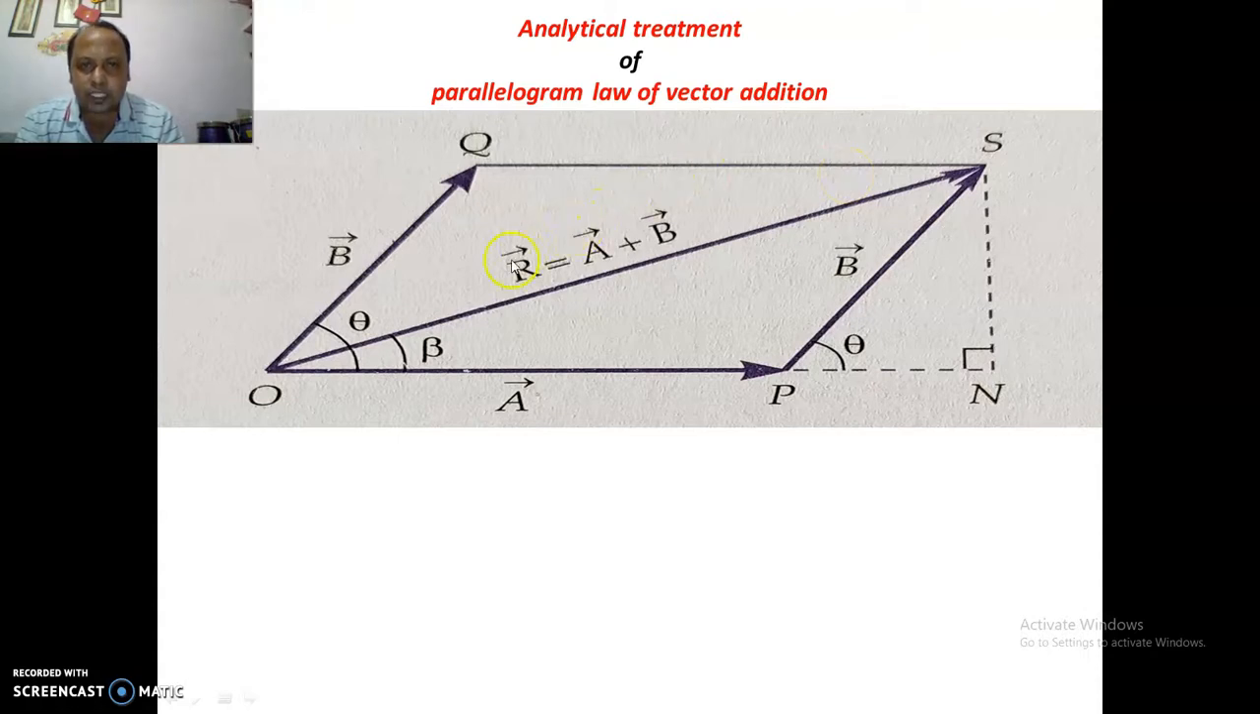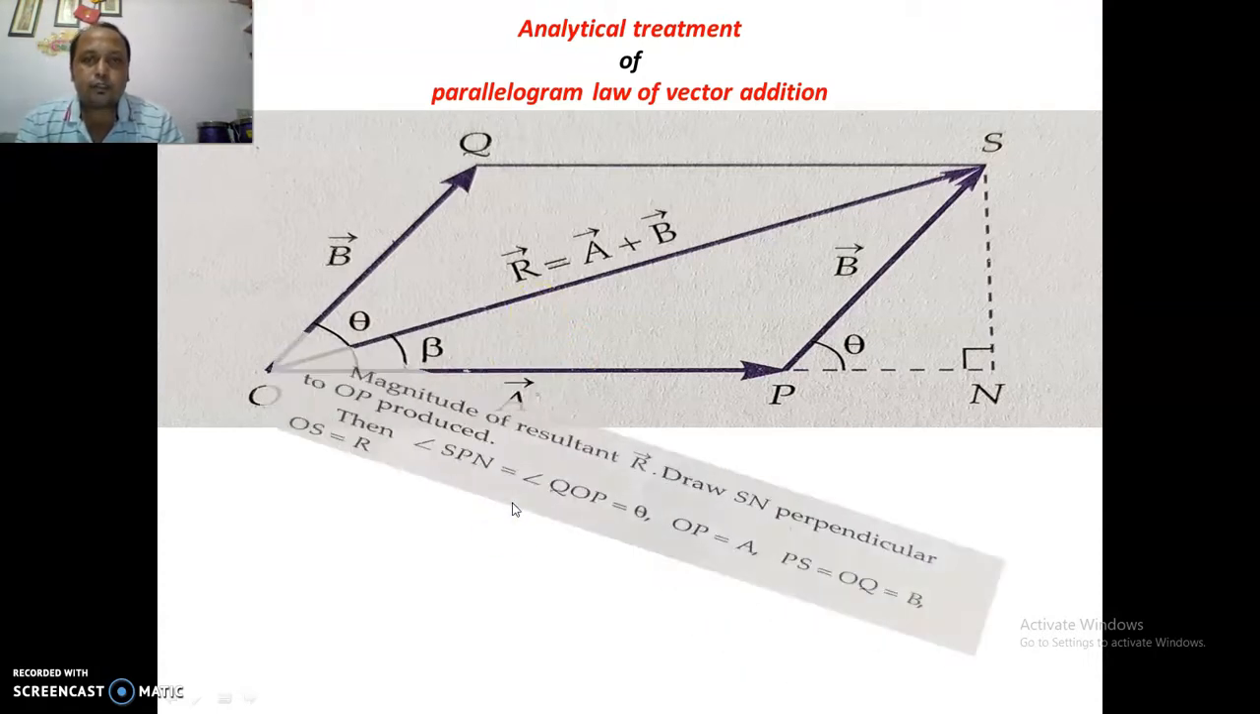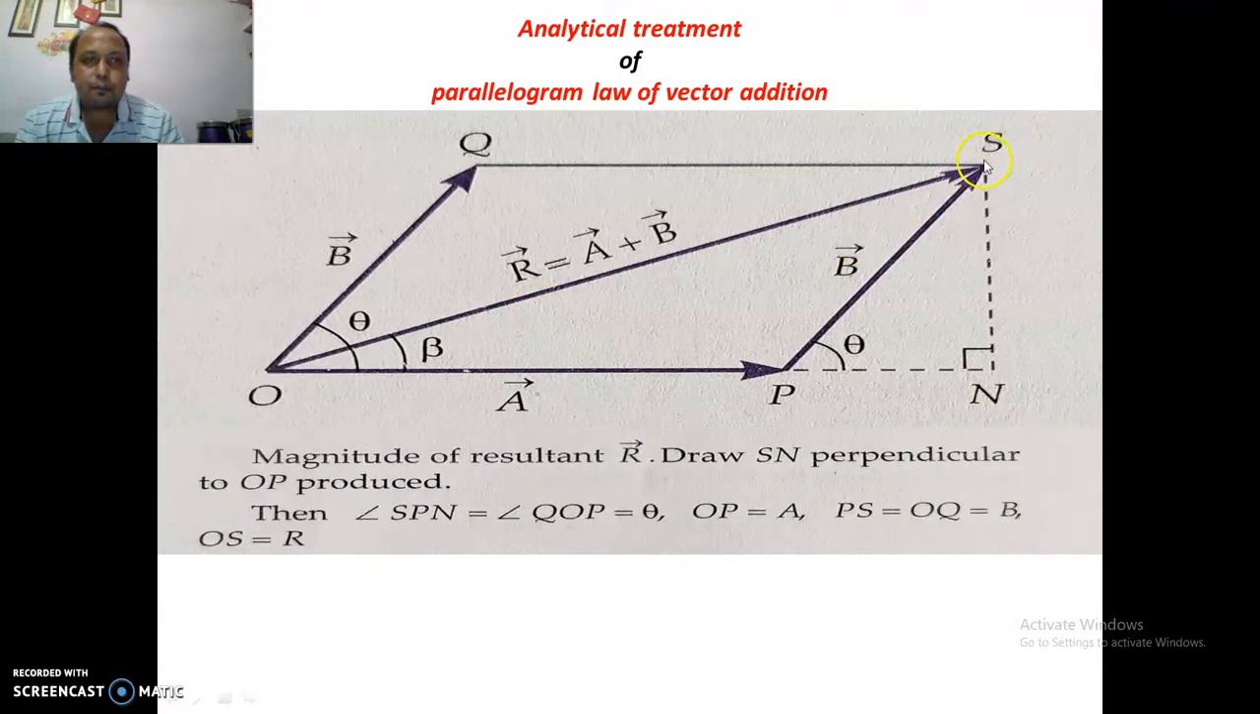But from this, vector R is equal to vector A plus vector B, we don't get the actual length or magnitude of vector R, and we also don't get the direction. So we need to find both the magnitude as well as the direction of the resultant. For this, from the point S, we drop a perpendicular which meets OP, which is produced, at the point N.